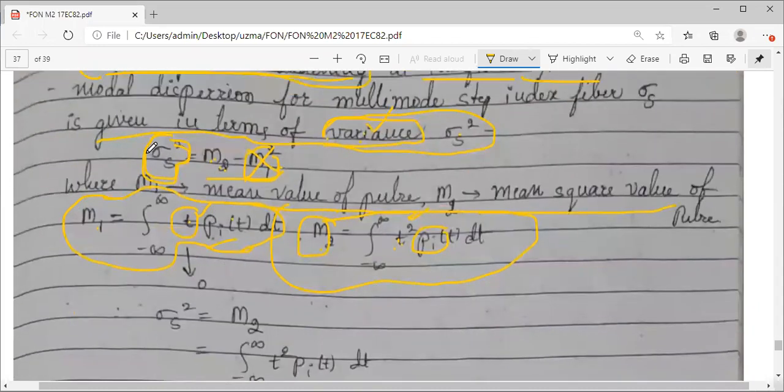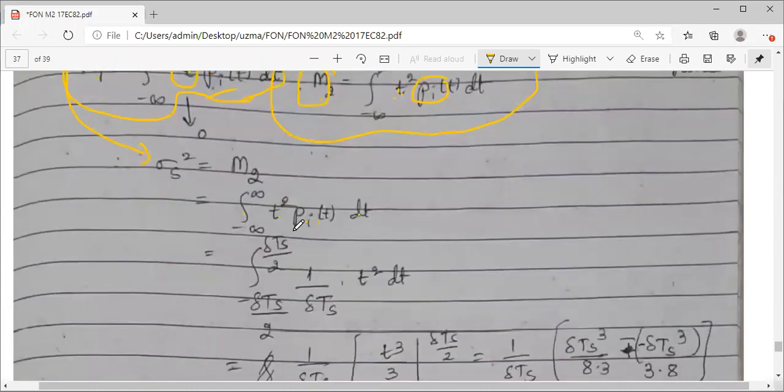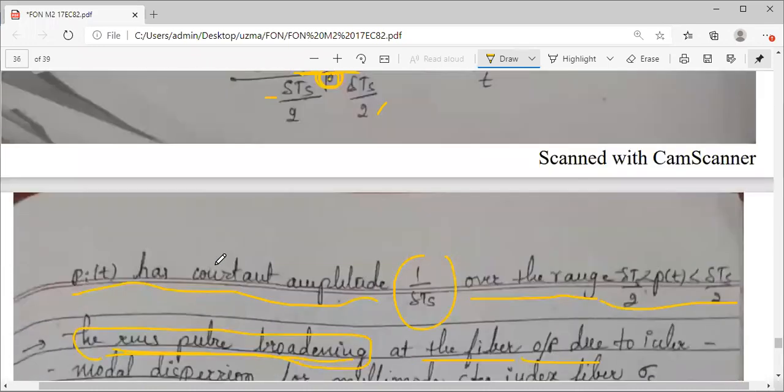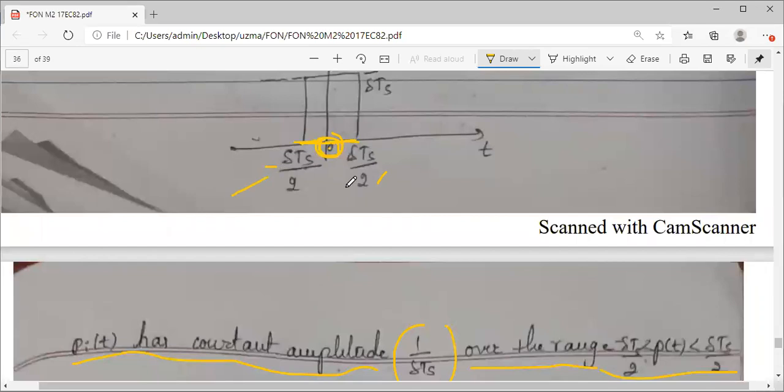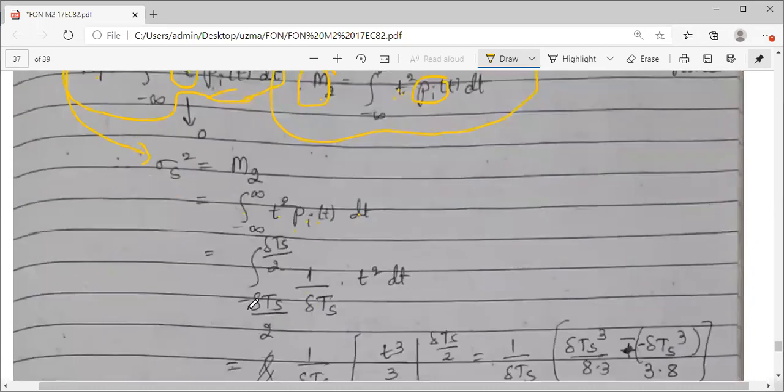So if you see, sigma S will be M2 minus 0, because the mean value of the pulse is 0. So it is only M2. M2 is the integration of T square Pi of T dt. And what is the integration limit? What is the pulse limit? The pulse is extending from minus tau S by 2 to plus tau S by 2. So the limits will now reduce to minus to plus tau S by 2.